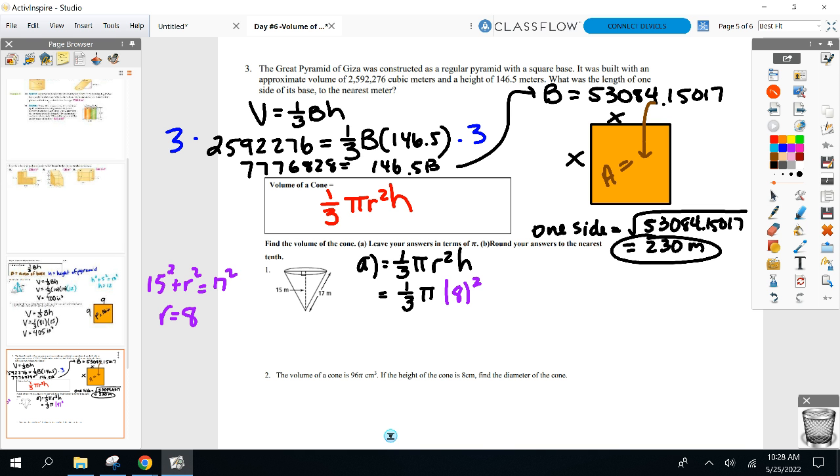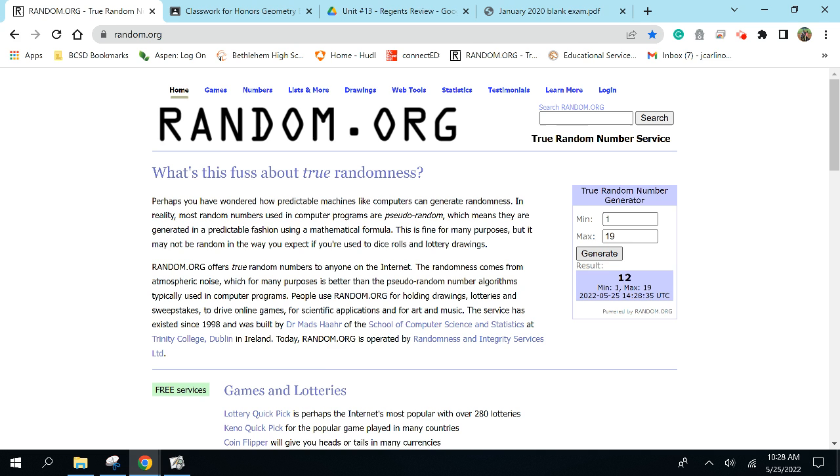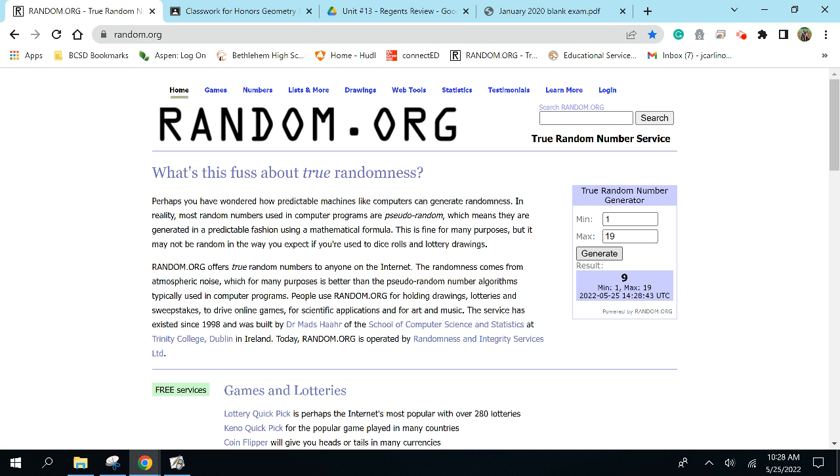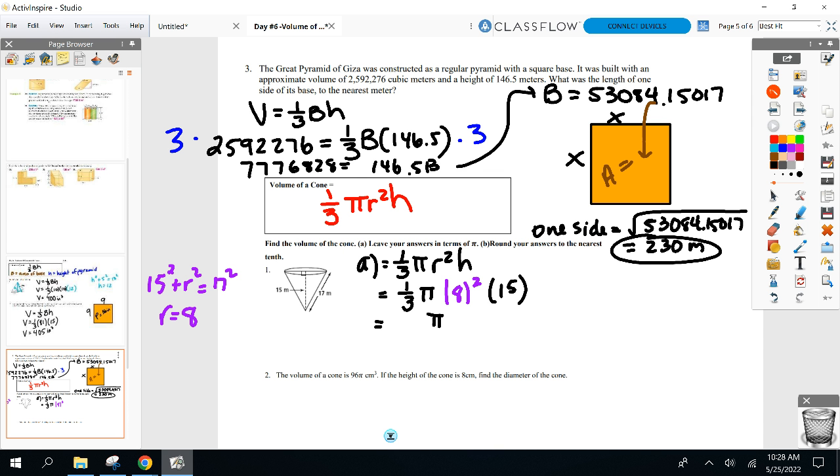Height 15. Ooh, leave your answer in terms of pi, right? So somebody should be telling me something pi here at the end. 320 pi. Looks good to me. Cubic meters.